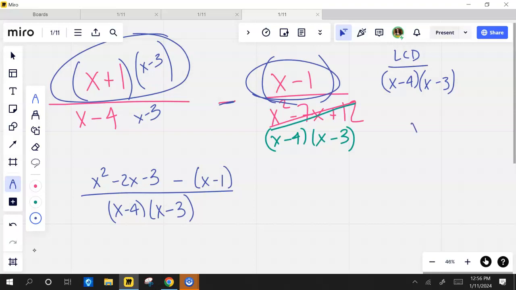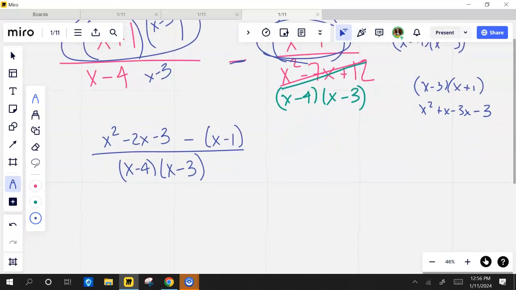If you multiply it out, if you had x minus 3 times x plus 1, you get x squared plus x minus 3x minus 3, which is still, that's not true. You just missed it. All right, so I'm still not done. This is going to become minus x plus 1, right? So now I've got x squared minus 3x minus 2.